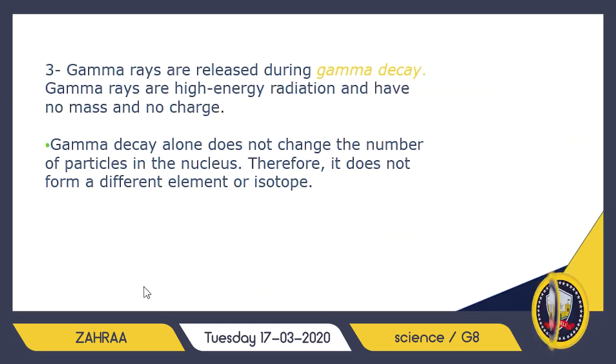The third type is gamma decay. Gamma rays are released during gamma decay. What are gamma rays? Gamma rays are high energy radiation and have no mass and no charge. Gamma decay alone doesn't change the number of particles in the nucleus, therefore it doesn't form a different element or isotope as we saw in alpha decay and beta decay.